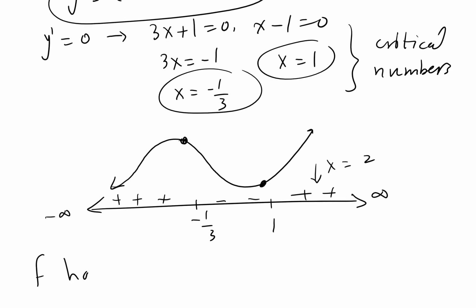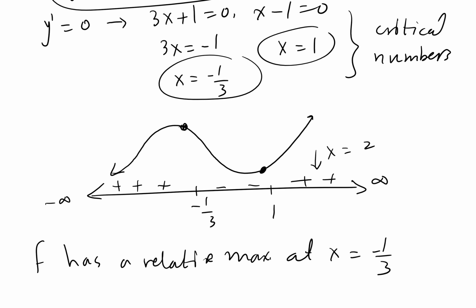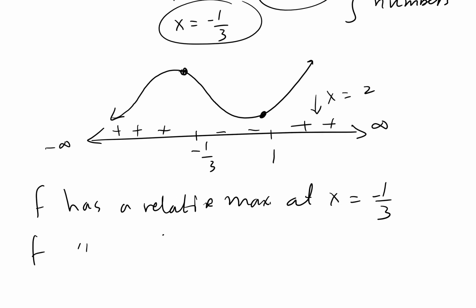So we say f has a relative maximum at x equals negative 1/3. f has a relative min at x equals 1.